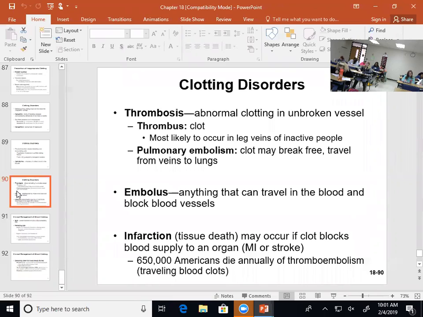Intravascular, what does that mean? Inside of vessels. Intravascular, inside of vessels. Coagulation, what does that mean? You guys, does it even sound like a good thing if you're throwing blood clots all through the system?